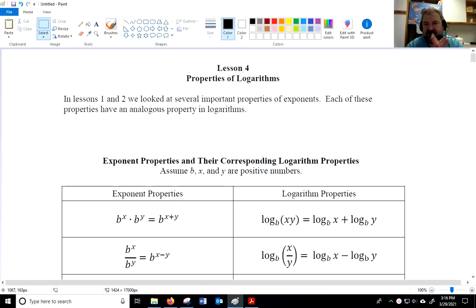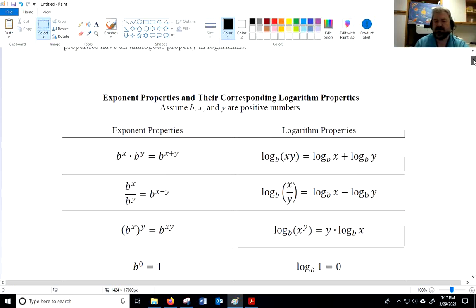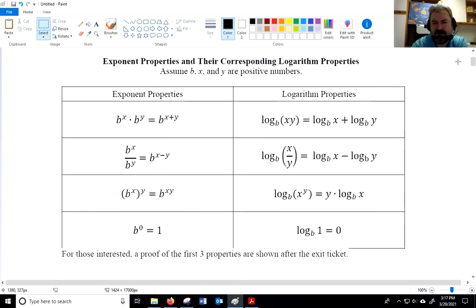And it turns out that for each property in exponents, there's an analogous property for logarithms. So they have a little bit of intuition that goes with them. Notice how they're just a little different, though, because they're inverses. Exponent properties and their corresponding logarithm properties is what I'm calling this table. So we're going to keep things simple by assuming b, x, and y are all positive numbers.